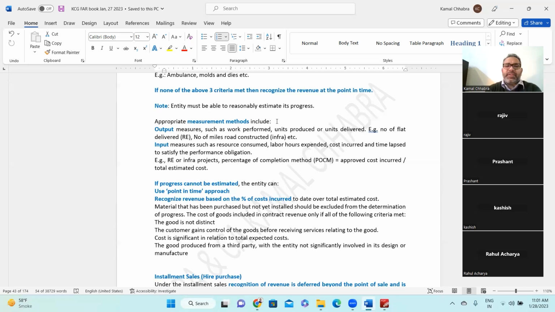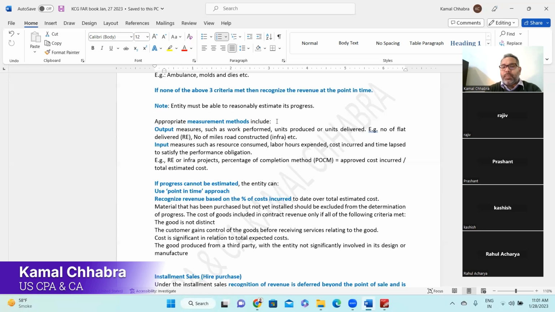Input method is measures such as resources consumed, like how much are the labor hours I have incurred, right? How much is the cost I have incurred? How much time has lapsed to satisfy the performance obligation? Like for real estate or infra project, percentage of completion method is based on the approved cost, right? So that also we have discussed as an example for percentage of completion method. So that is based on the input, like how much of the cost is being approved by the certified engineer.